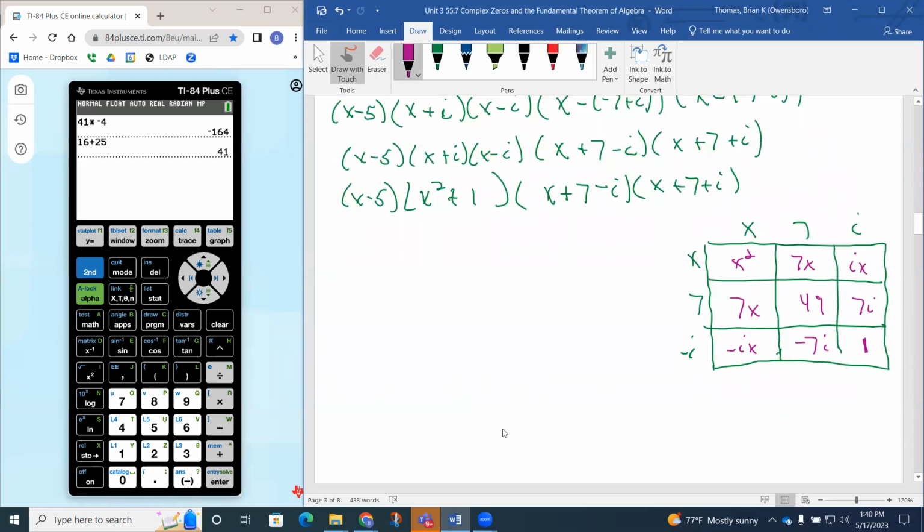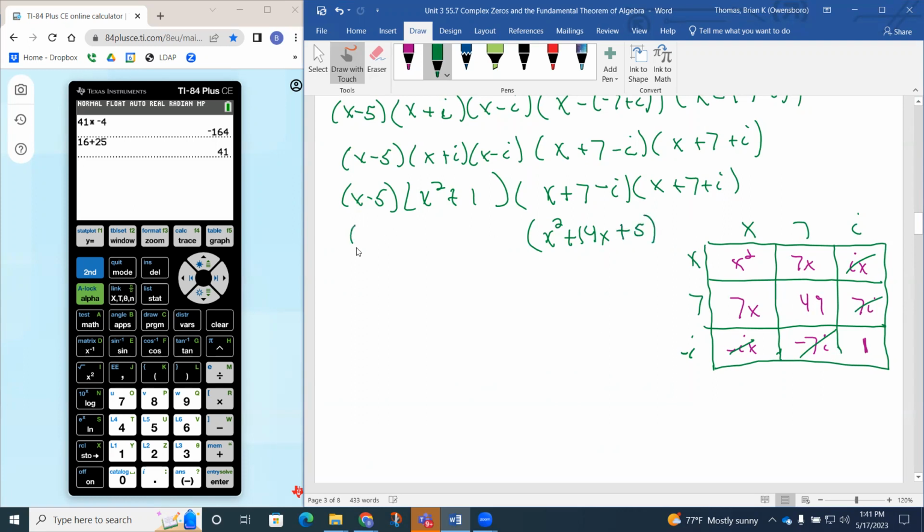So again, you had this negative i squared. But remember, i squared is a negative 1, and the opposite of a negative 1 is a positive 1. So if we pay attention to this, we should now see that there's going to be an x squared here. 7x and 7x is going to give me a 14x. The ix and the ix zero out. The 7i and the negative 7i zero out. So all that's left there is a 49 plus 1, which is a 50.